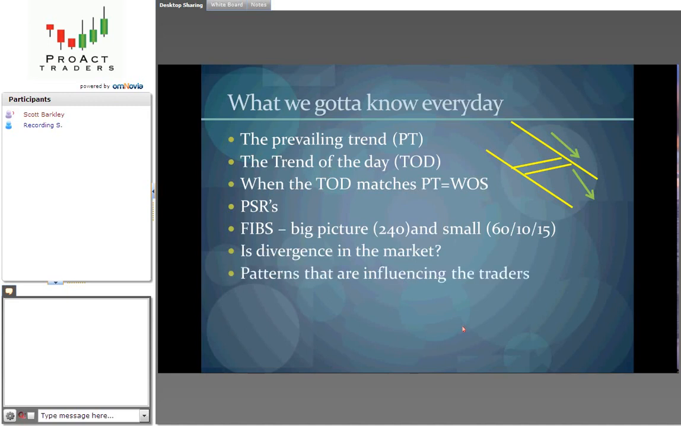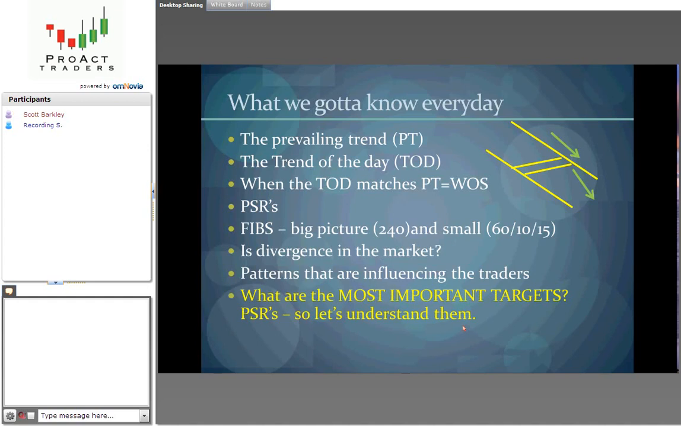Are there any patterns that are influencing the traders? Are there bear flags, bull flags, head and shoulders, inverse head and shoulders, rising wedges, falling wedges, rectangles? All those things influence the traders today. And what are the most important targets? They are PSRs, previous support or resistance.